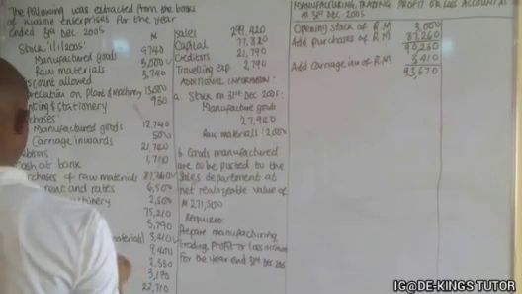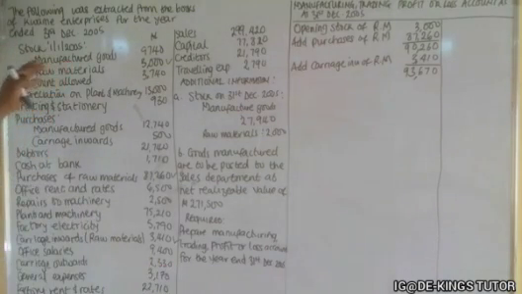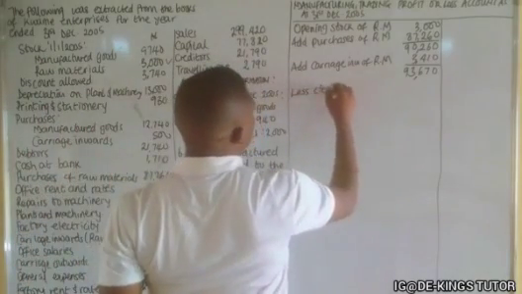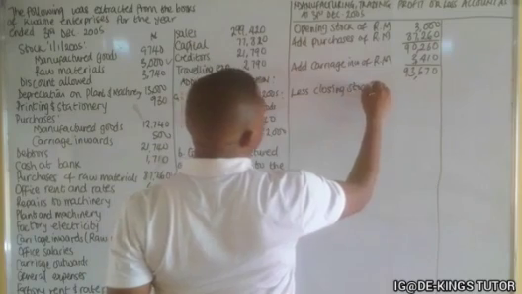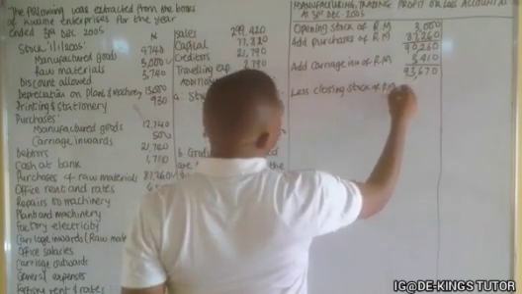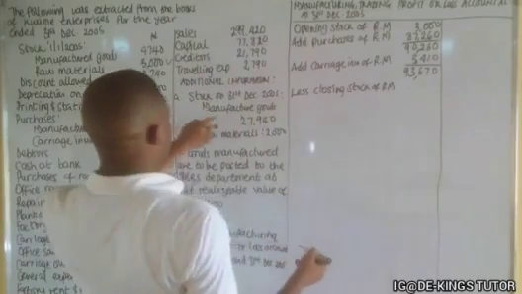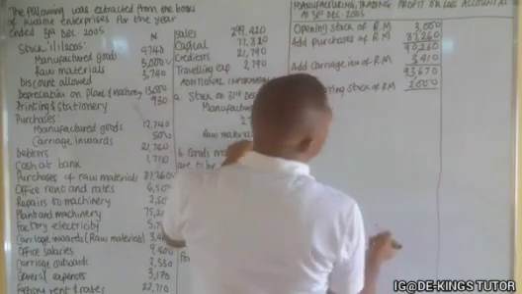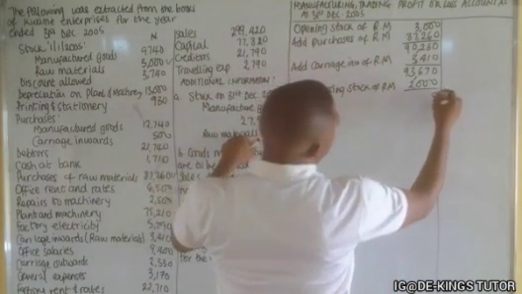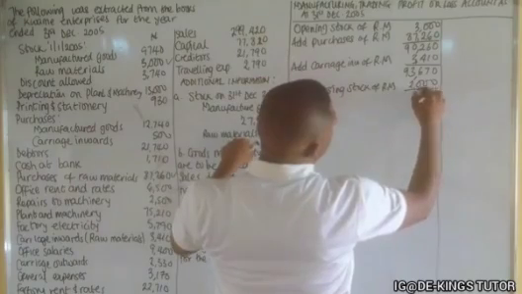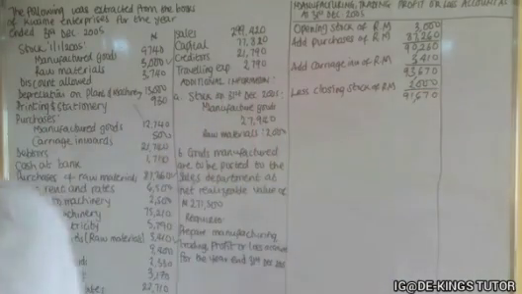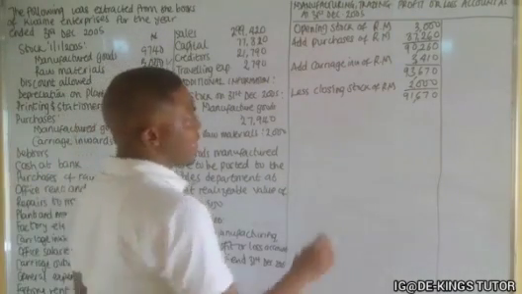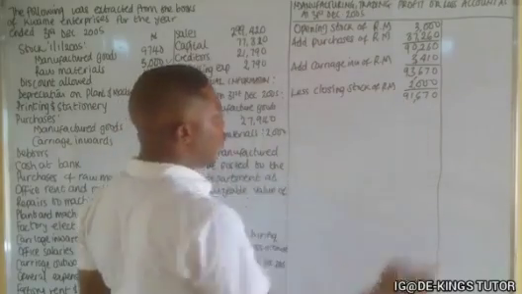We are also going to check if there is return outwards. If there is none, then we check less closing stock of raw materials. The closing stock of raw materials is 2,000. So we have 91,670. That is the cost of raw materials used or consumed.